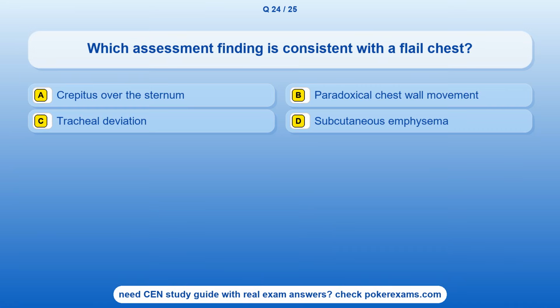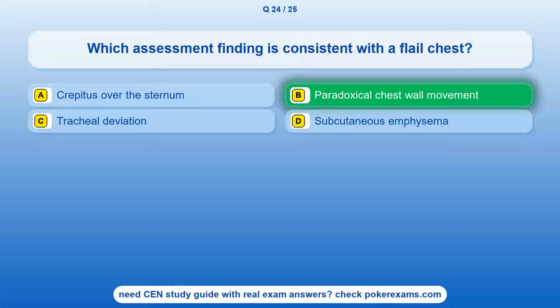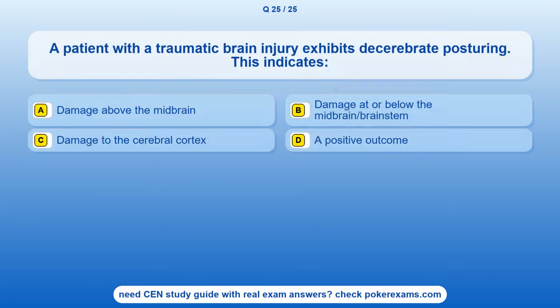Question 24. Which assessment finding is consistent with a flail chest? Option A, crepitus over the sternum. Option B, paradoxical chest wall movement. Option C, tracheal deviation. Option D, subcutaneous emphysema. The correct answer is option B, paradoxical chest wall movement.